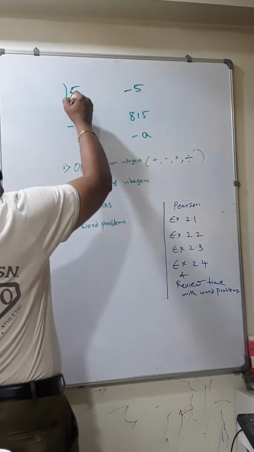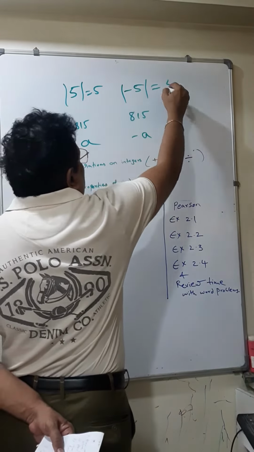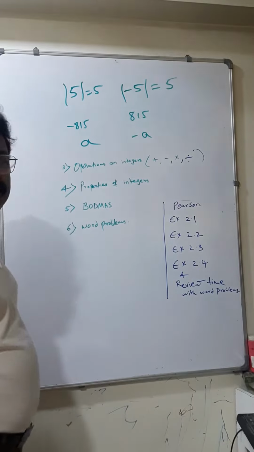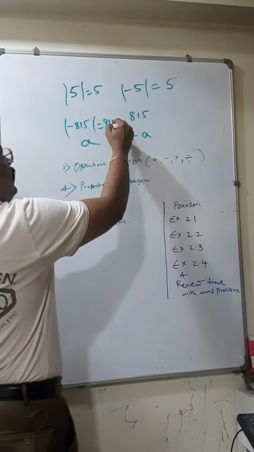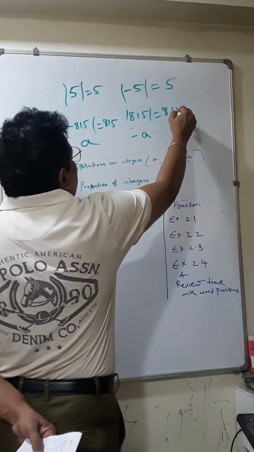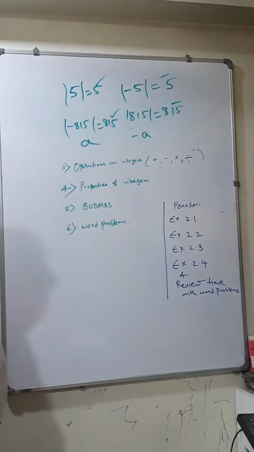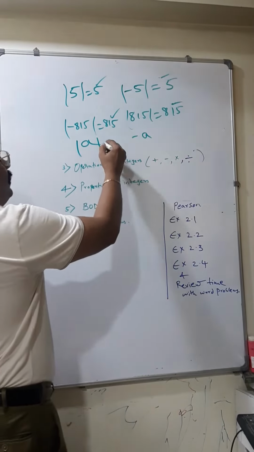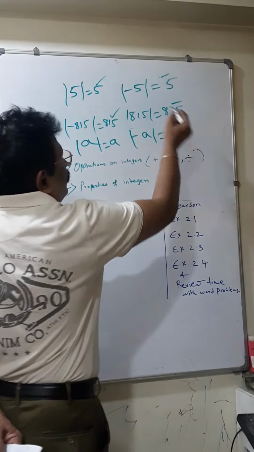Now see, absolute value of 5 is 5. Absolute value of minus 5 is again 5 because I don't write the sign of the absolute value. Similarly, minus 15 का 815, 815 का 815. Answer is the same. Negative का और positive का absolute value का answer same है. A का absolute value is A, minus A का absolute value is A.